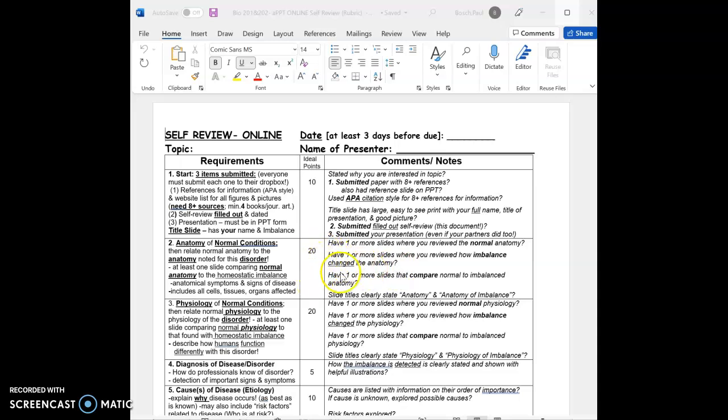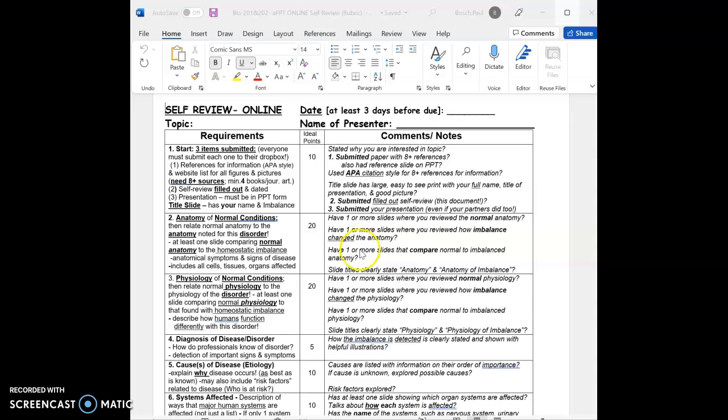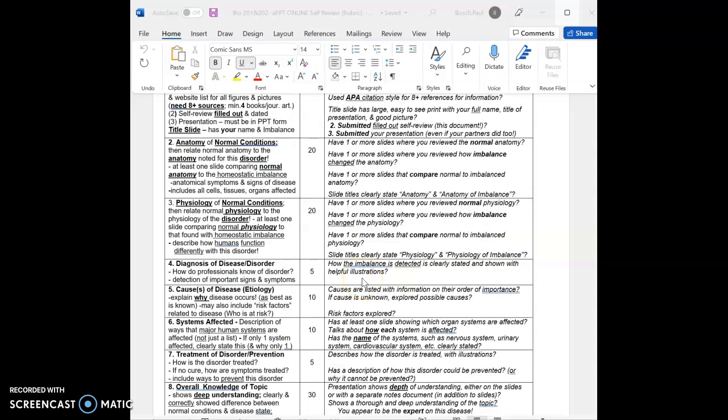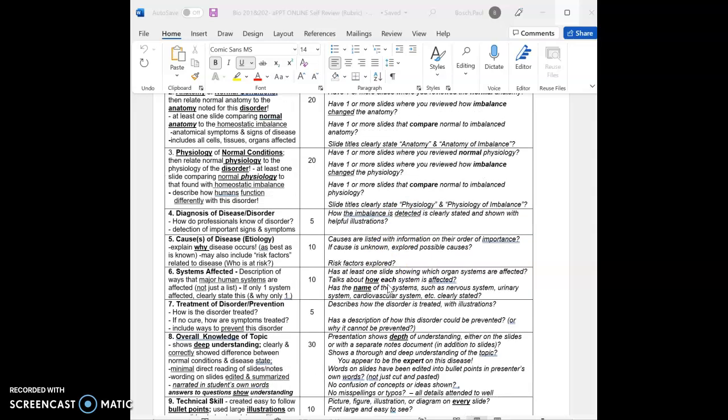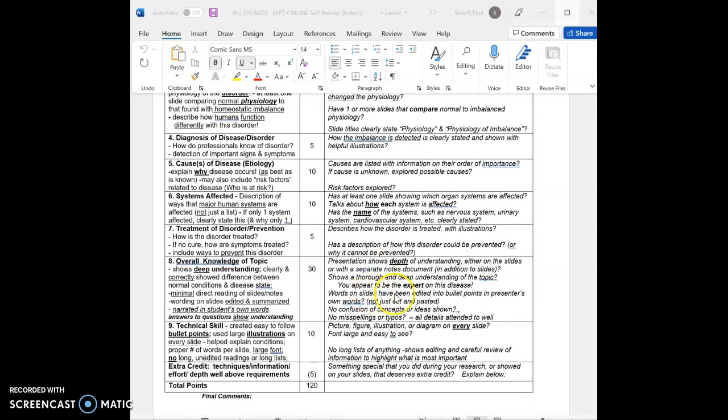I've had people give themselves like 10 points out of 20, but then they turn it in that way. That's not the point of it. The point is for you to get 120 points. So if you're missing anything on here, change your presentation so it's there, right? So this is meant to help you. And this is where your points come from.